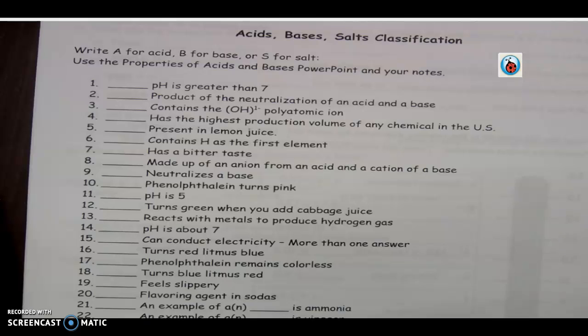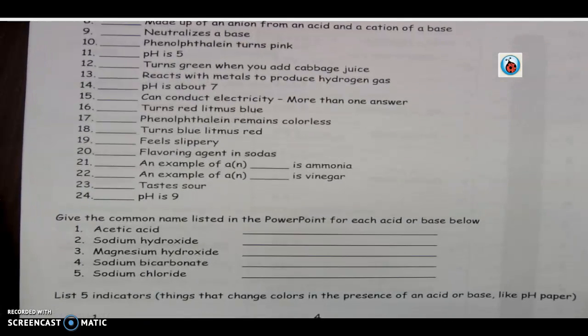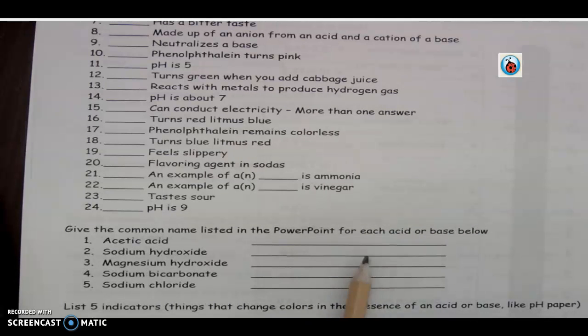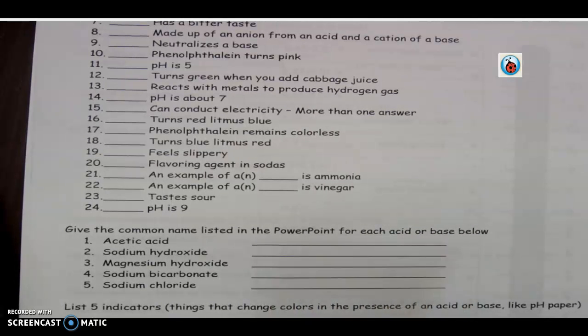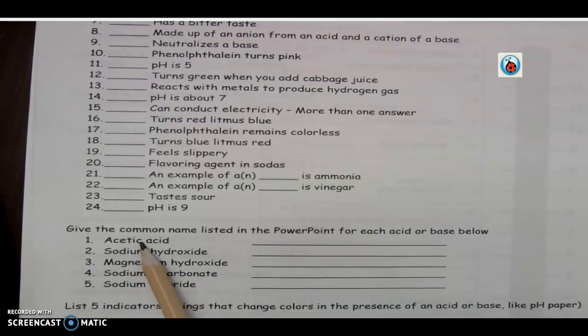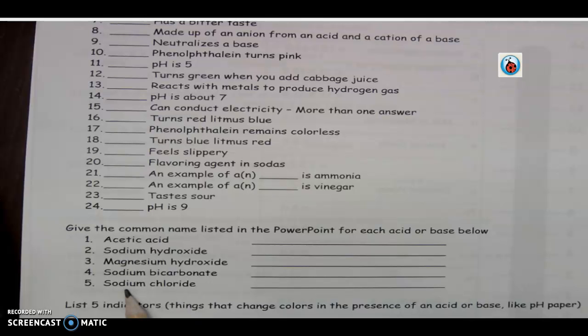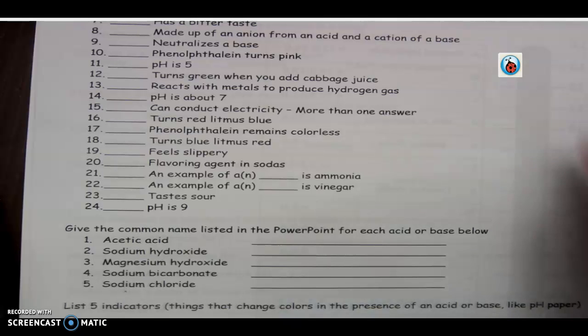If you look at the end of the PowerPoint, there are some notes about salts. Now, when you get here, give the common name listed in the PowerPoint for each acid and base below. These are things you might find in your cabinet at home. I'm not going to tell you to go to your cabinet and grab some acetic acid. Okay, what's the common name for acetic acid? What's the common name for sodium hydroxide? Okay, etc. Everybody knows what sodium chloride is, hopefully. Put it on your French fries. If you don't know, Google it.